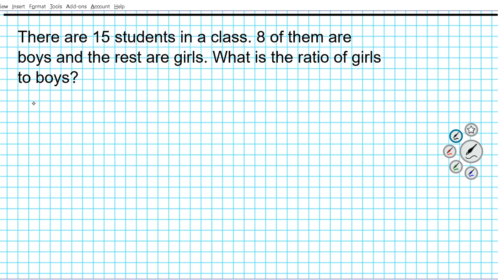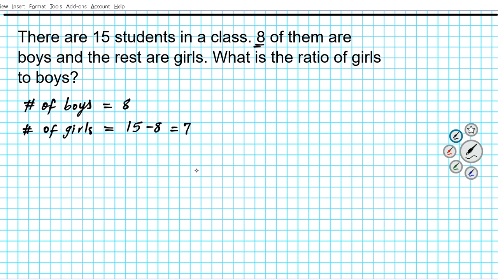The number of boys is 8. Okay, we have 8 boys. So how many girls do we have? Number of girls is going to be the total number of students minus the number of boys. Okay, so there are 15 students in all. If we subtract the number of boys, we'll get the number of girls. All right, so 15 minus 8 is 7.